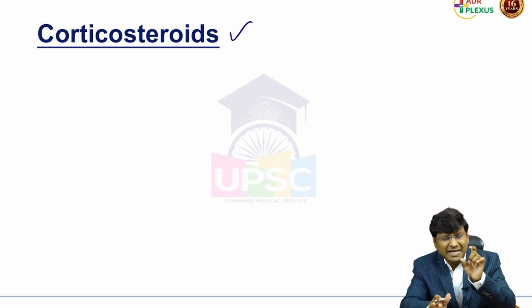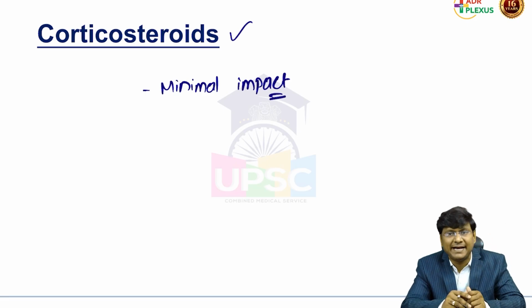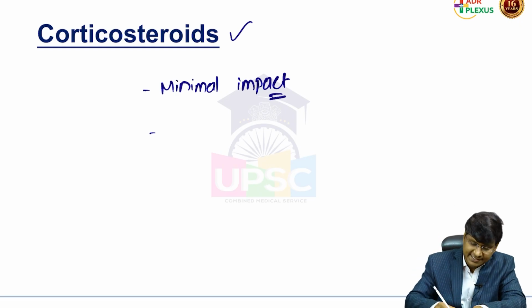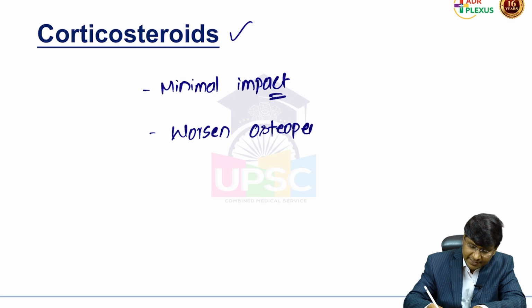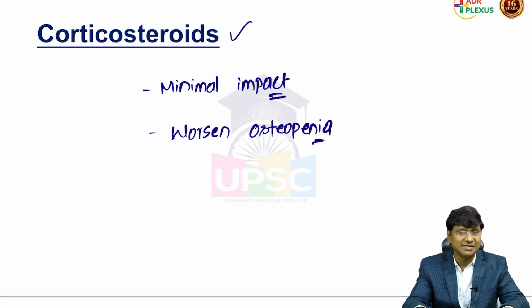Corticosteroids have minimal impact on the arthritis, particularly the ankylosing spondylitis. And these corticosteroids will even worsen the osteopenia in case of ankylosing spondylitis. So that is the reason why corticosteroids are not given. So this is a quick revision of the entire topic, that is ankylosing spondylitis.